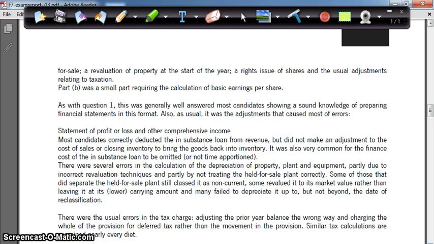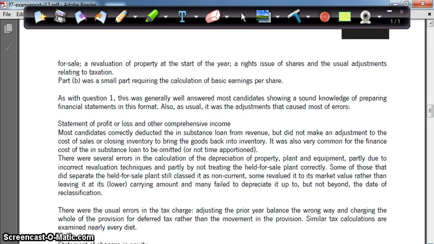The tax charge. Now tax is something that again crops up time and time again, and in order to answer these questions correctly, you need to have a good understanding as to the reasons why you adjust for them within the financial statements. So, adjusting the prior year balance the wrong way, that's quite a fundamental error that really shouldn't be happening at this stage.